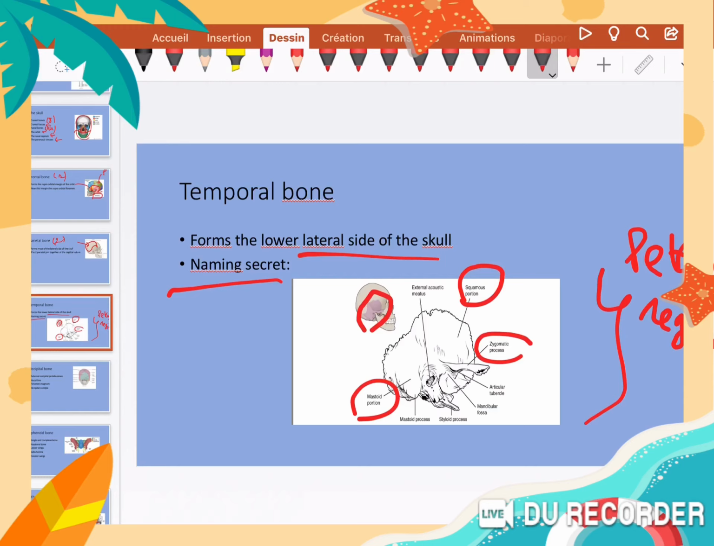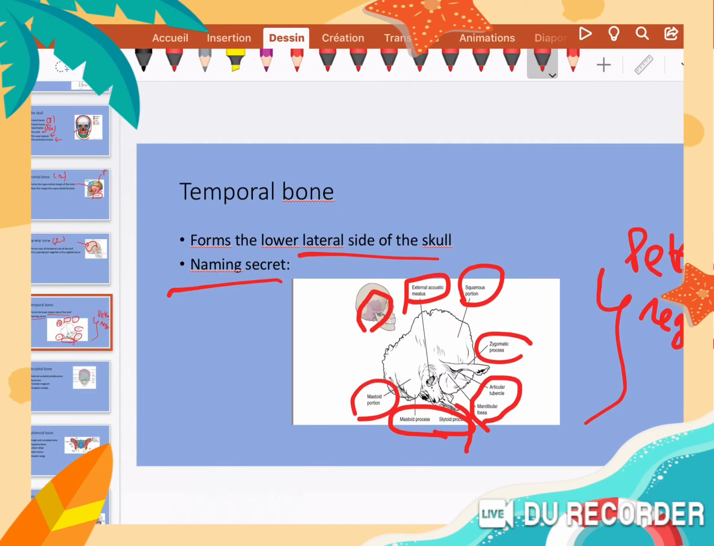It's also composed of the external acoustic meatus, which is the passage pathway for the external ear. And we also have two processes called styloid and mastoid processes. Those processes are for the insertion of ligaments and muscles, for example the styloid muscle inserts here. And lastly, we have the mandibular fossa and articular tubercle. They are the structures that join with the mandible to form the temporomandibular joint.